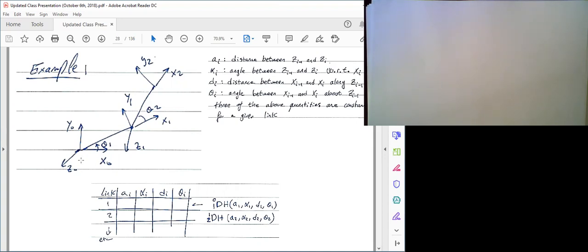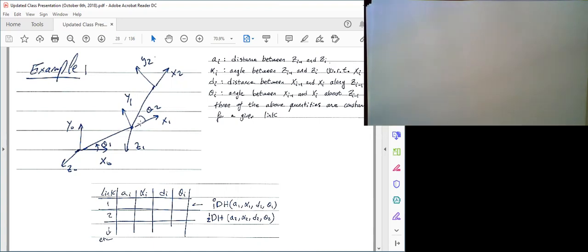In this case, this is a 2-degree of freedom system. We start by placing our base frame, essentially. So Z0 here is along the motor, which is rotating the first link. Then I'm free to select X0, Y0. Second thing is I'm going to place my Z1 and Z2. In this case, it's parallel to Z1. And then I'm going to be placing my axis, right?